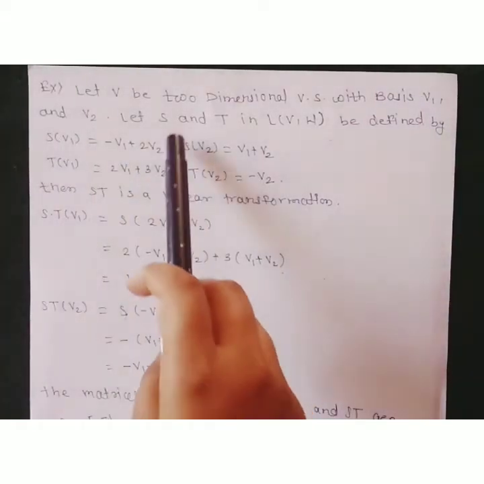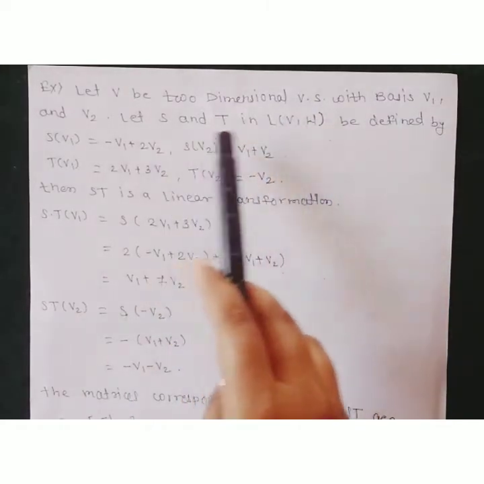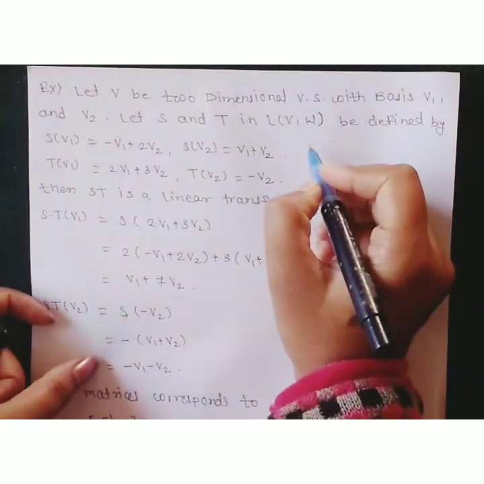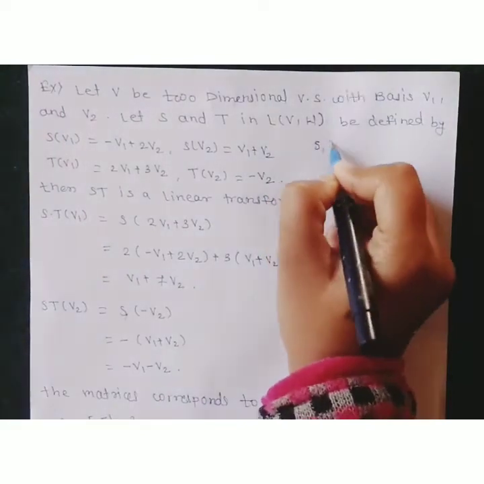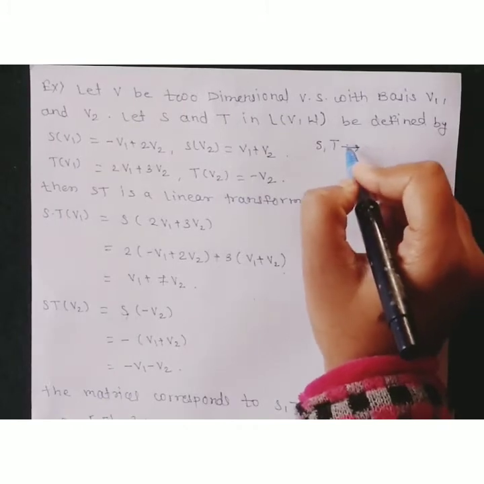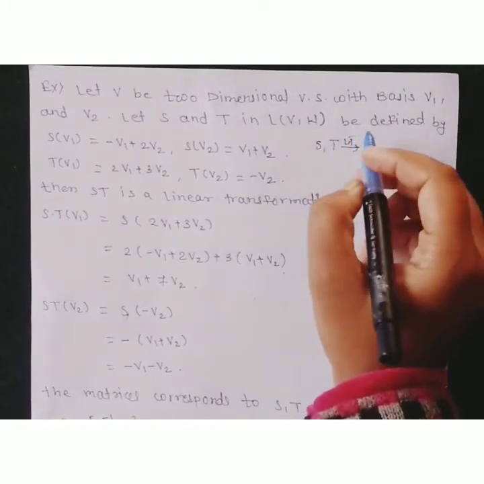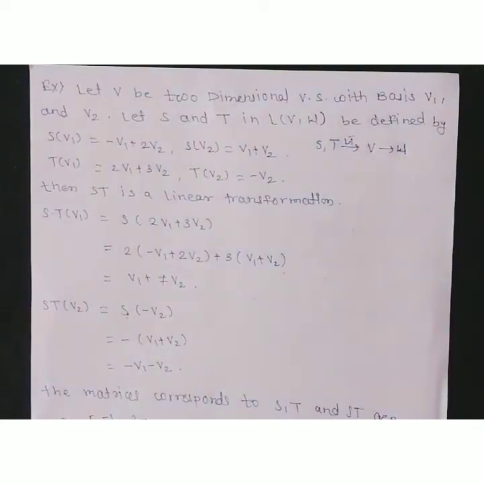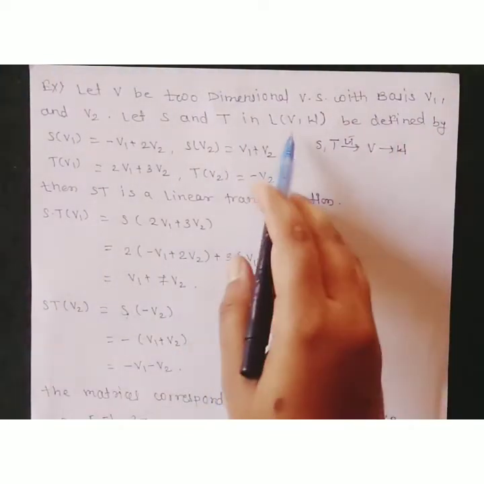And let S and T be in L(V, W). What does that mean? S and T are linear transformations from V to W.